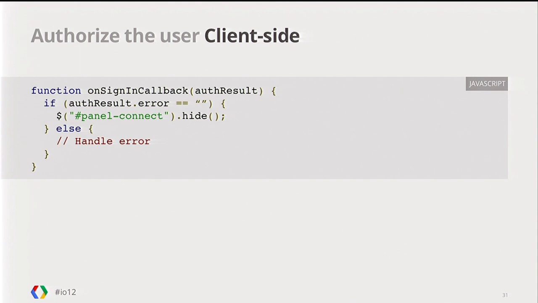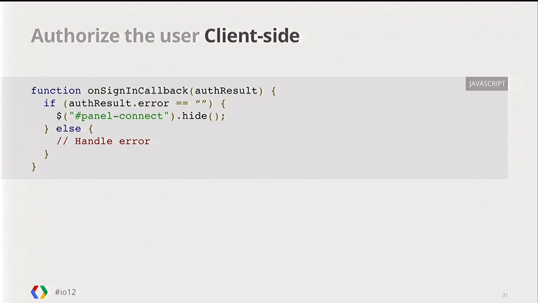Now, once the user's gone through the flow, it'll call the callback that you specified on the button. You want to use this to both hide the button so they don't click it again and go through again, give them feedback that they're done, and handle any error messages. I go through error messages in detail in the advanced section at the end of the day. I hope you can come to that as well.